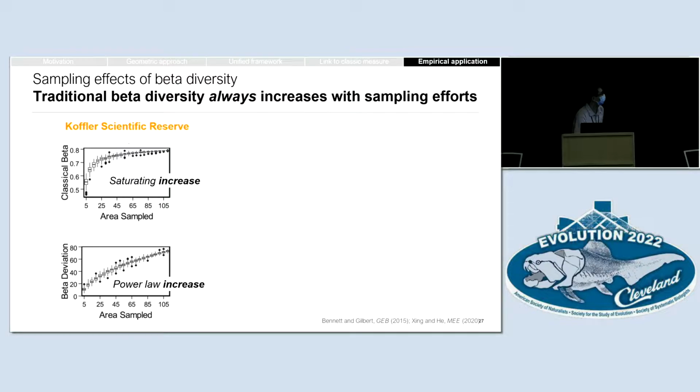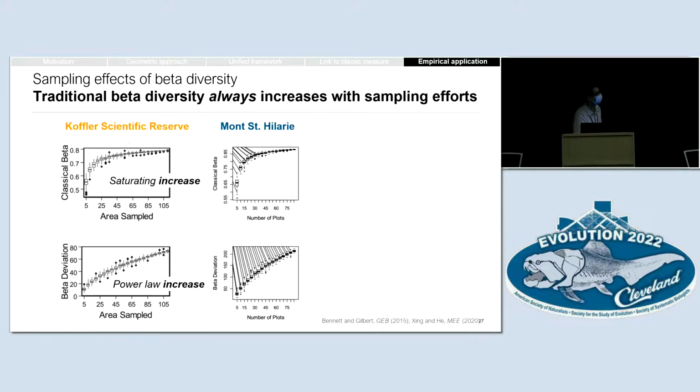So here we first focus on the KSL sites. The x-axis shows the area we sampled. The y-axis shows different measures of biodiversity, so classical traditional beta measures. Regardless of what measure you are using, it always increases, and increases in a very predictable way. The same thing happens in Mont Saint-Hilaire, where you get the same pattern about how the biodiversity changes with increasing sampling efforts. And this begets two fundamental questions in fieldwork.